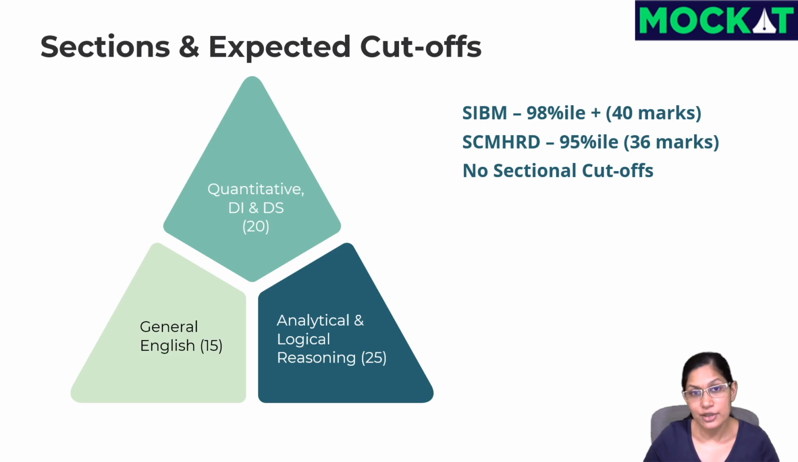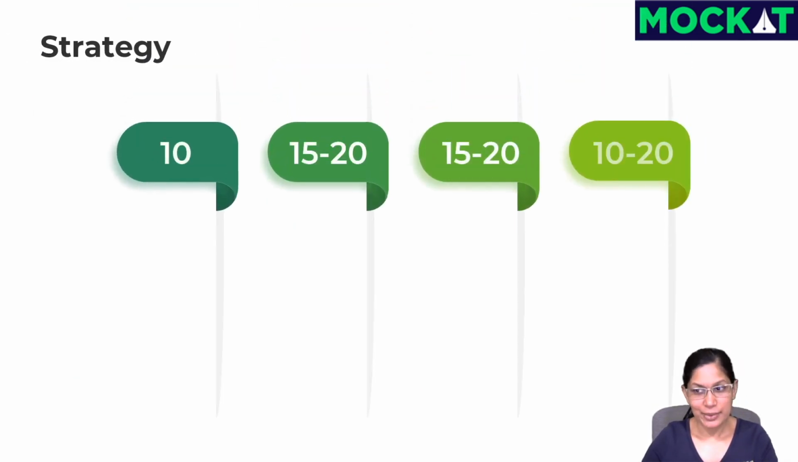So if you see, 40 out of 60 marks to get 98 or 99 percentile is quite high. So make sure that you've done your prep. I'll talk about test taking strategies which you can adopt. Try to do that, take some mocks and go and do your best in this exam. So let's look at the strategy which I'm recommending out here.